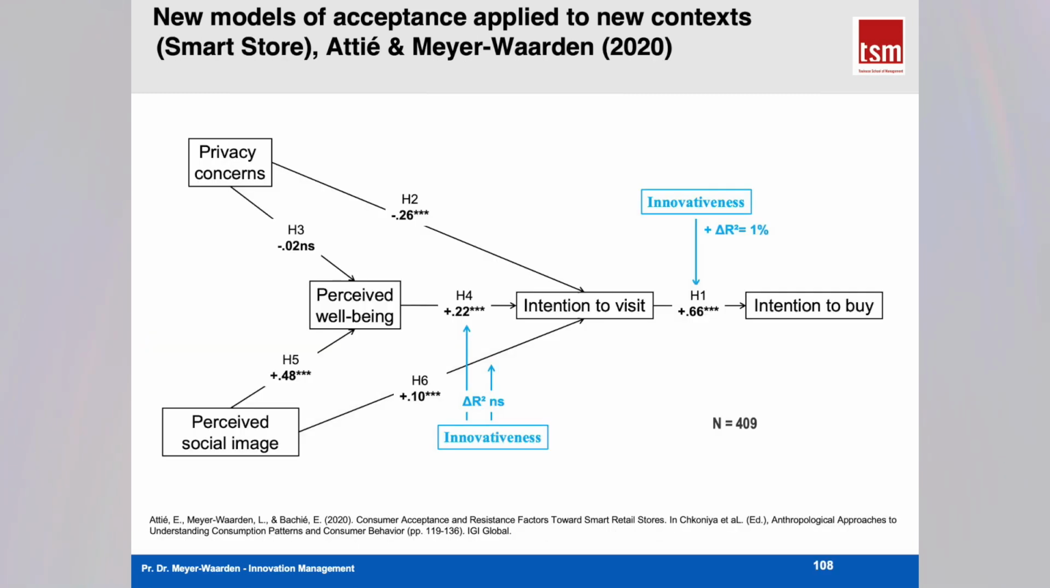And finally, we developed an acceptance model for a smart store. So again, we can see that privacy concerns have negative impacts on perceived well-being and intention to visit a smart store. On the other hand, perceived social image impacts positively well-being as well as the intention to visit. The intention to visit then subsequently positively influences the intention to buy. And we have innovativeness as a moderating variable. The more the user is innovative or open to innovation, the higher will be the impact of intention to visit on intention to buy, and the impact of perceived well-being on intention to visit.